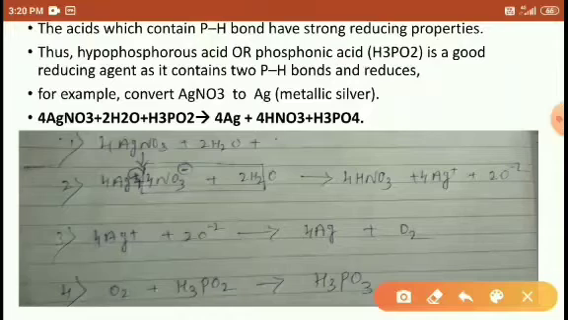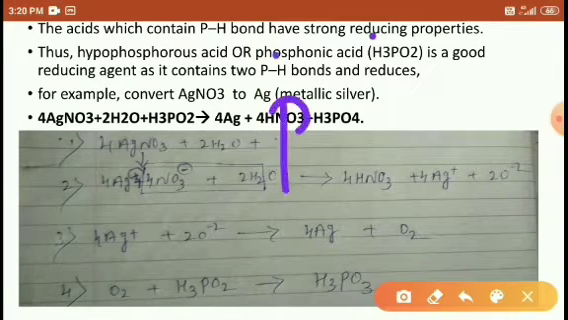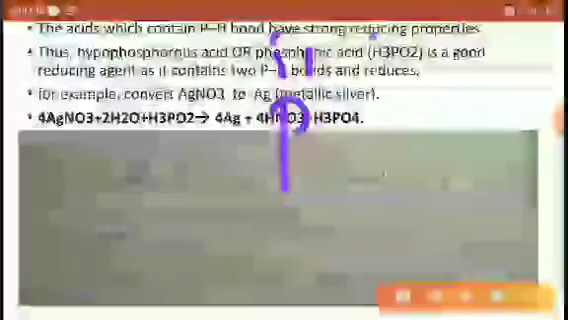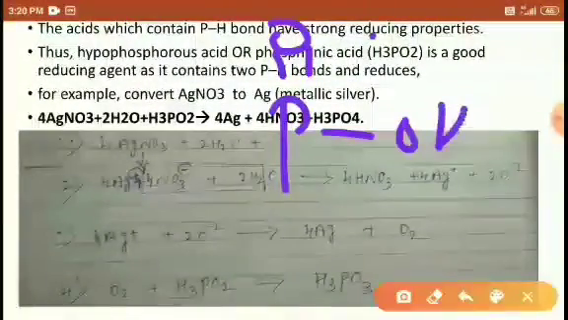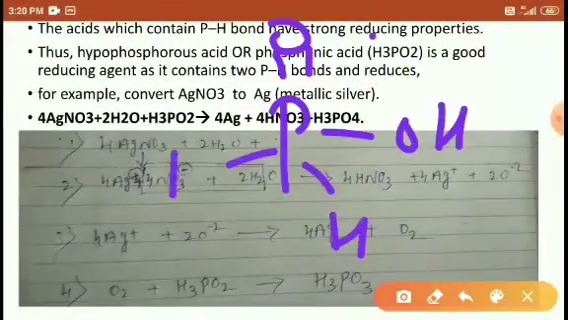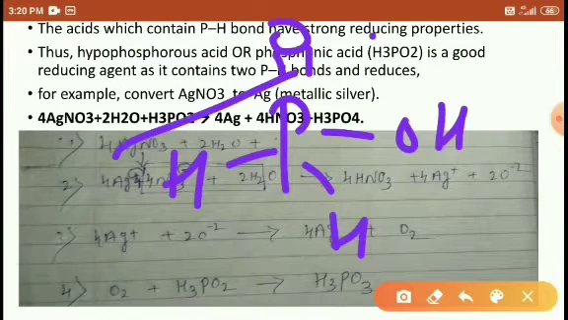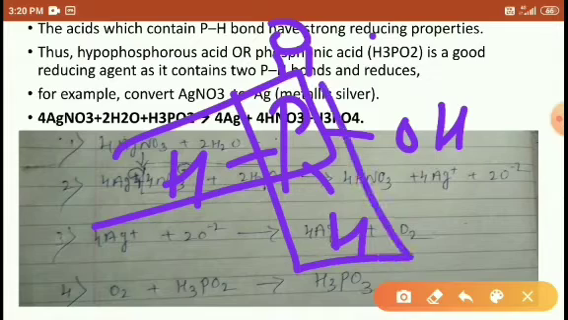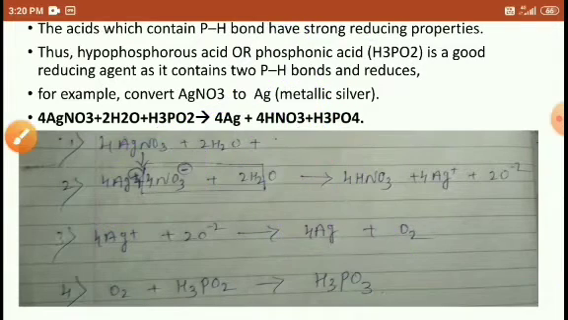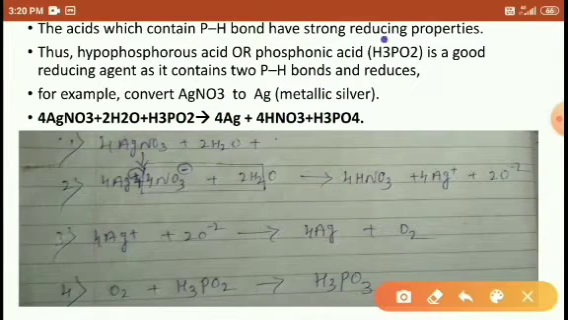Acids which contain P-H bonds have a strong reducing property. Whatever compound has a P-H bond, this is one P-H, this is another P-H. So acids which contain the P-H bond act as reducing agents. How do they act as reducing agents? Look at the example here.